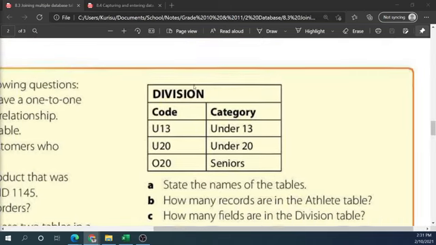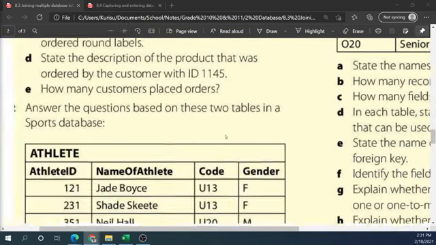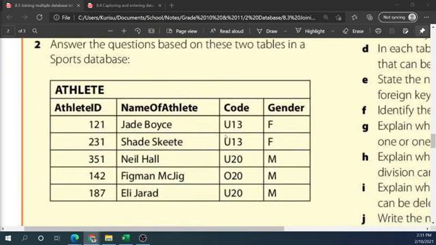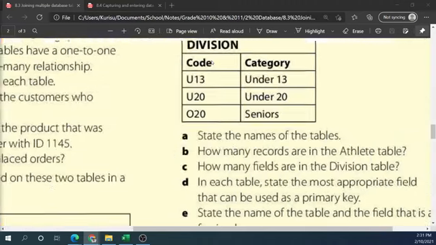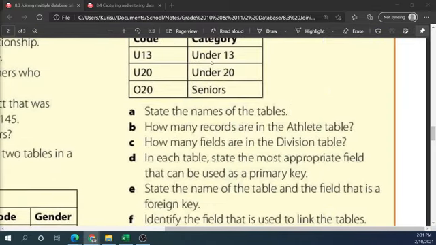So for the division table, what would you choose as the primary key? Code. Good. And in the athlete table, what would you choose as the primary key? Athlete ID, sir. Good, very good. So code and athlete ID are the suitable primary keys.